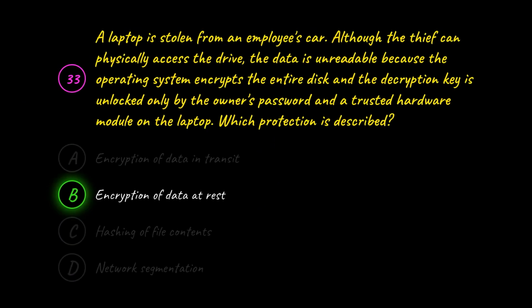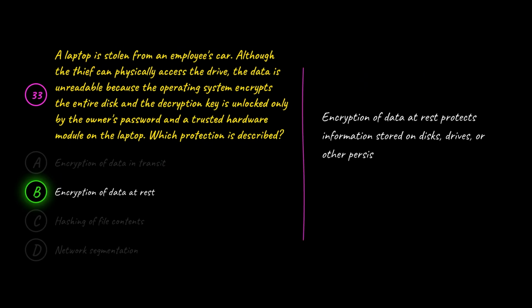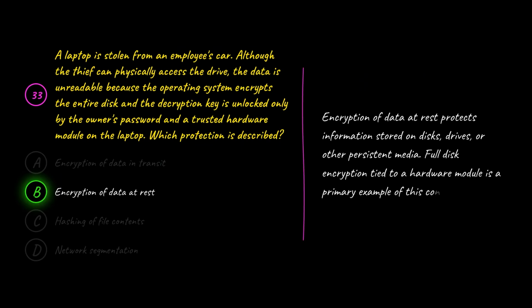The correct answer is B. Encryption of data at rest. B is correct because encryption of data at rest protects information stored on disks, drives, or other persistent media. Full disk encryption tied to a hardware module is a primary example of this control.